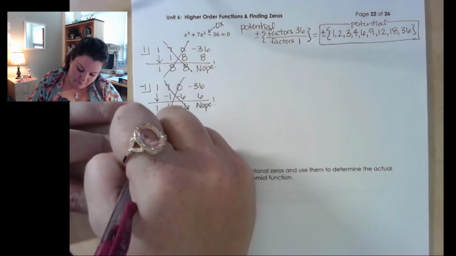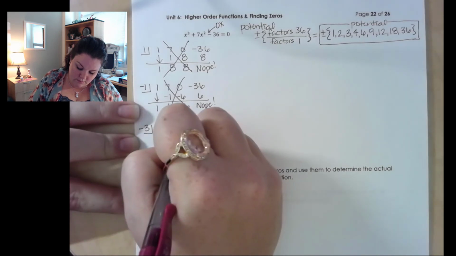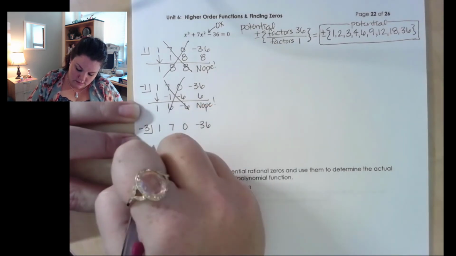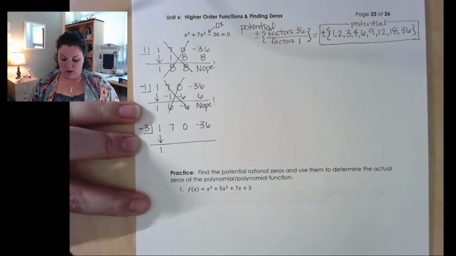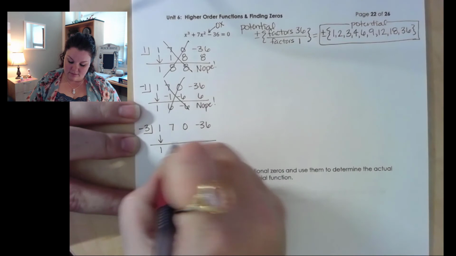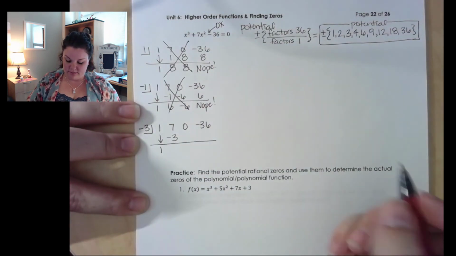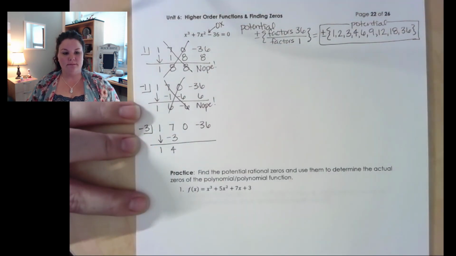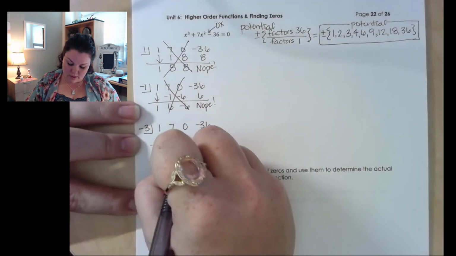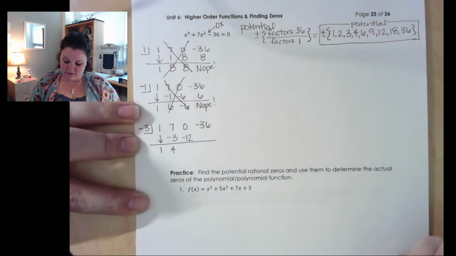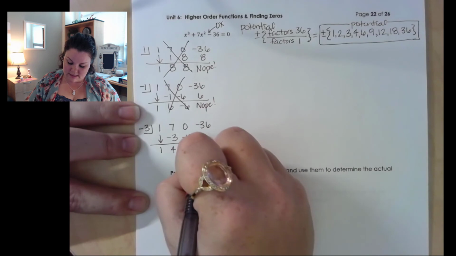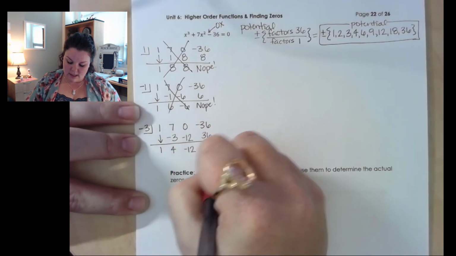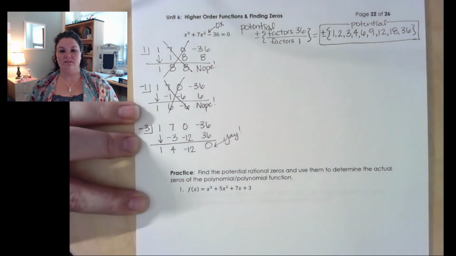Let's try -3. 1, 7, 0, -36. -3 is in my box. I bring down my 1. 1 times -3 gives me -3. 7 minus 3 leaves me with a 4. 4 times the -3 in my box is -12. And when I combine down, that gives me -12. -12 times the -3 in my box gives me +36. Yay, and there it is. Yay, our 0 remainder.